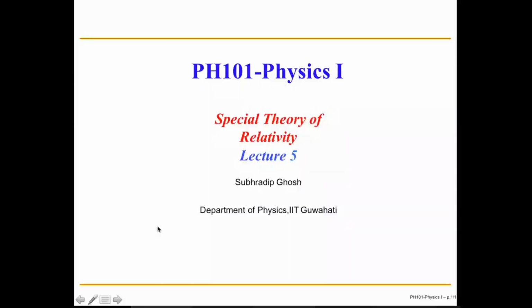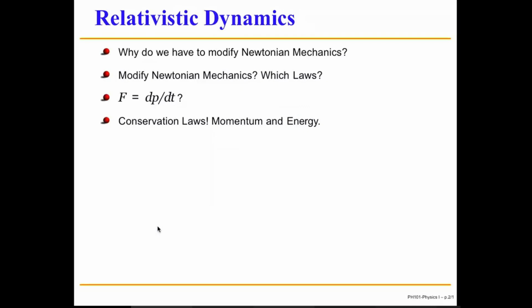Nice. So these are the questions I'm going to pose. Why do we have to modify Newtonian mechanics? And when you say that we are going to modify Newtonian mechanics, which laws are you going to modify? So the first thing that comes to mind is the second law of motion, that force is equal to rate of change of momentum. What happens to that? Does anything happen? And then the important stuff, the conservation laws of momentum and energy. What happens to them? How do we generalize them?